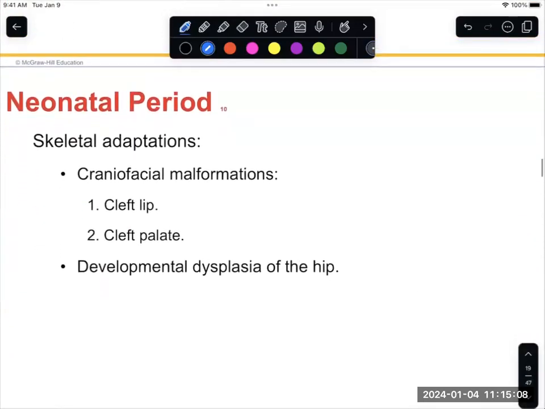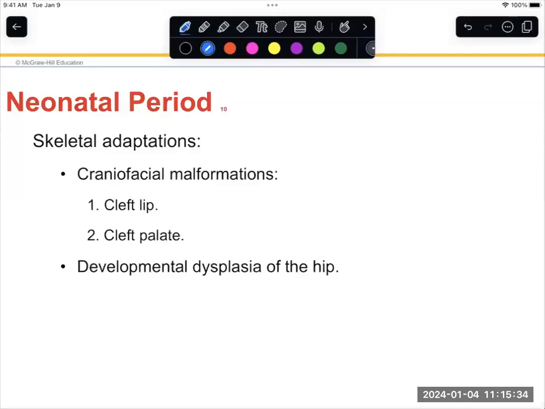So some different craniofacial disorders. We have a cleft lip and a cleft palate. This involves incomplete closure of the lip, that maxillary bone and palatine bone. Difficulty with feeding and speech development may occur. Treatment is usually surgical repair of the bones and the soft tissue in that area.